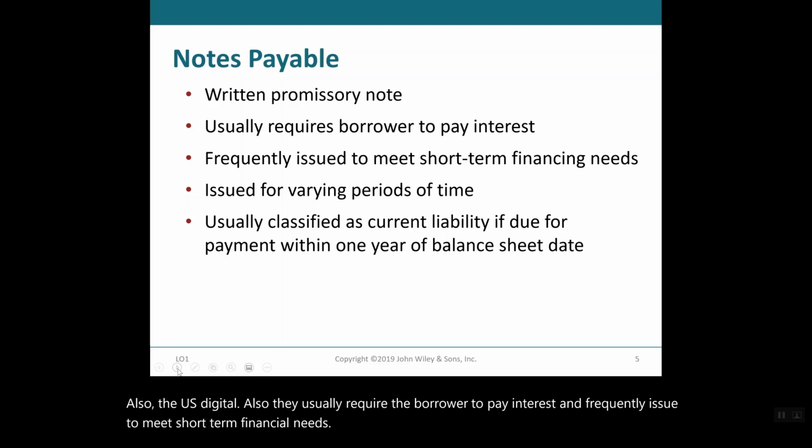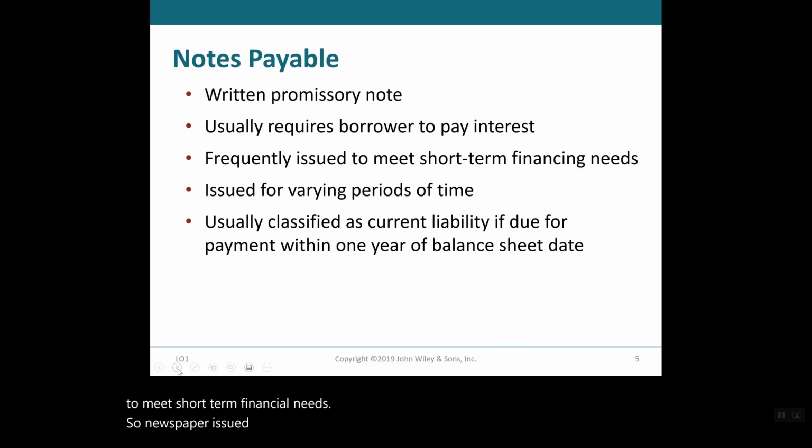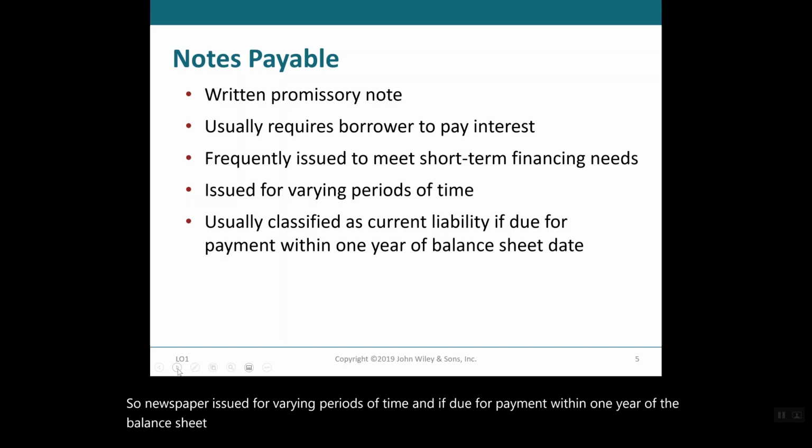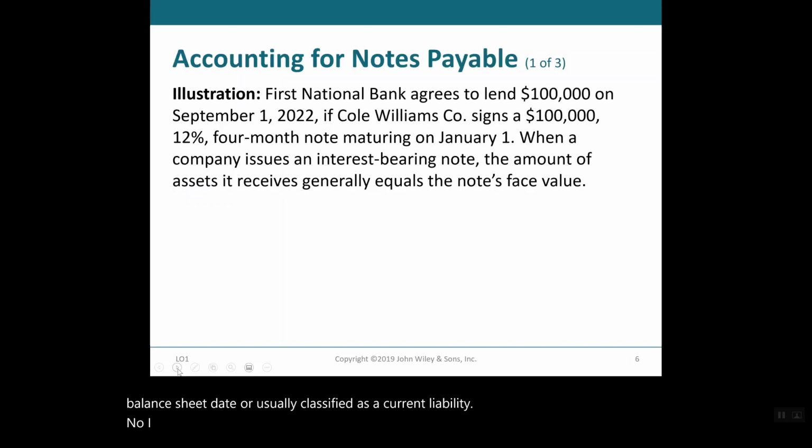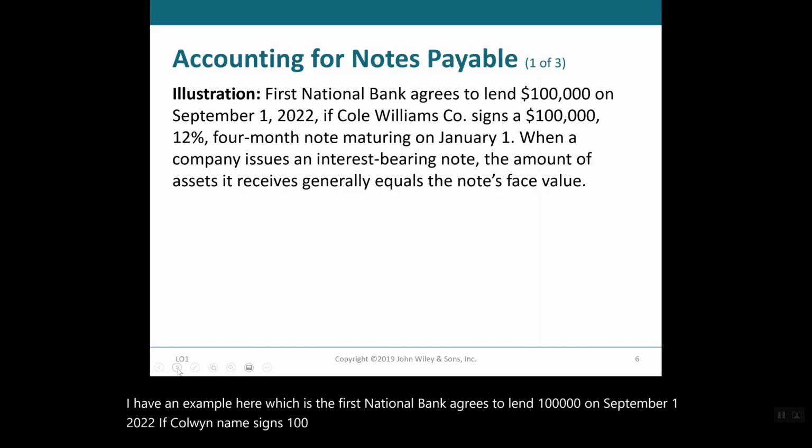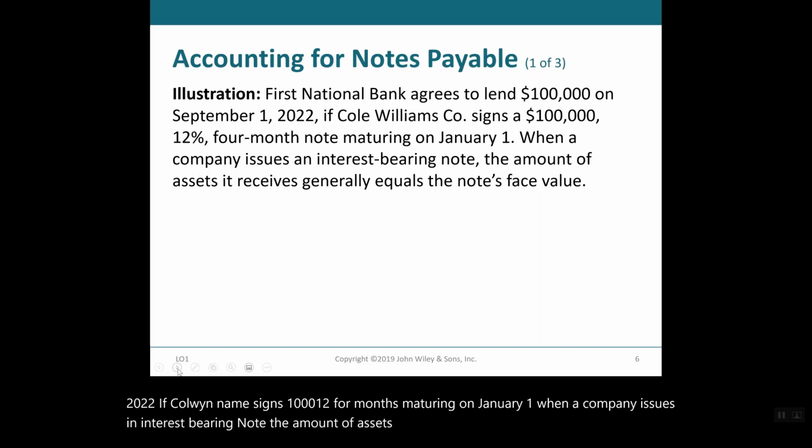Notes payable are issued for varying periods of time, and if due for payment within 1 year of the balance sheet date, they are usually classified as a current liability. Now we have an example here: the First National Bank agrees to lend 100,000 on September 1, 2022 if Cole Williams signs a 100,000, 12%, 4-month note maturing on January 1. When a company issues an interest-bearing note, the amount of assets received generally equals the note's face value. Okay, let's put that in mind.